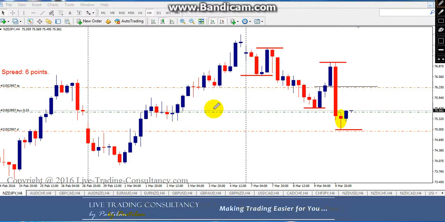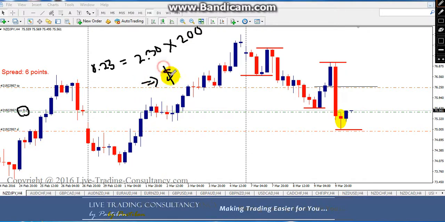So just for example, I've placed a 0.23 volume, which is gonna be $2.30. Let's say I make 200 pips, so it's gonna give me, this is pips, 230, this is gonna be $460. With a single trade you can earn $460 with proper money management, with proper knowledge of price action.